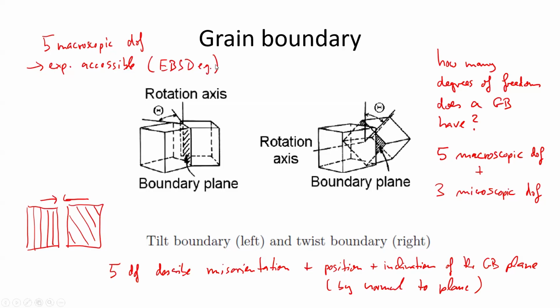So we can use, for example, EBSD, electron backscatter diffraction, in order to measure all of these 5 degrees of freedom. So you have a complete characterization of the 5 macroscopic degrees of freedom by this very beautiful and very powerful method. The 3 microscopic degrees of freedom are only accessible so far by simulations.